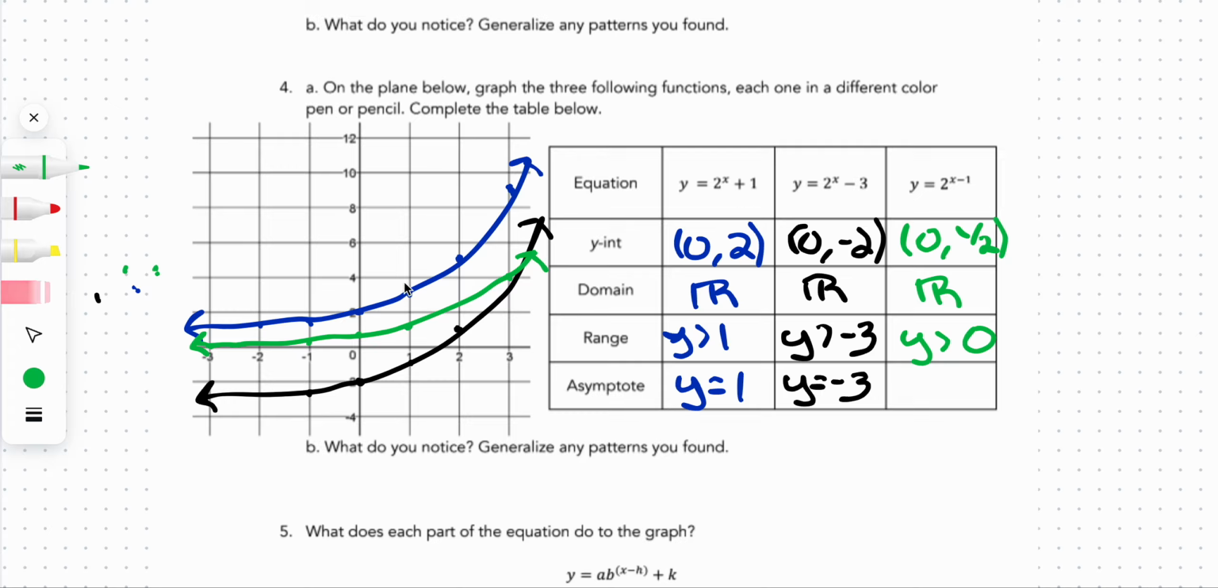And if we look at what this graph is approaching, it's approaching our x-axis, which is just y equals 0.